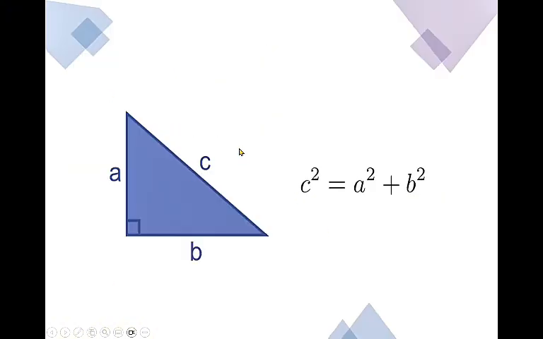So here is the figure of a right triangle. This side, side C, is our hypotenuse. Our legs are A and B.